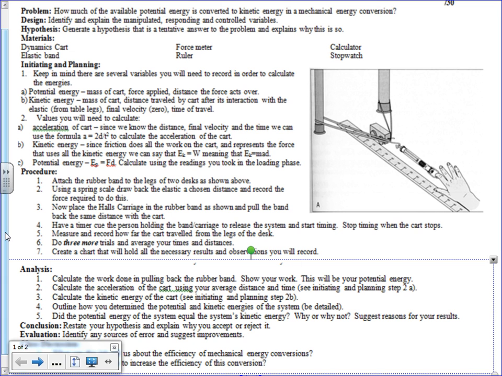Okay. They might not be. That's okay if they're not. Part of the lab is to determine how efficient an energy conversion is, how much of it actually gets put into where we want it to go. All right. Everyone sort of following me there?